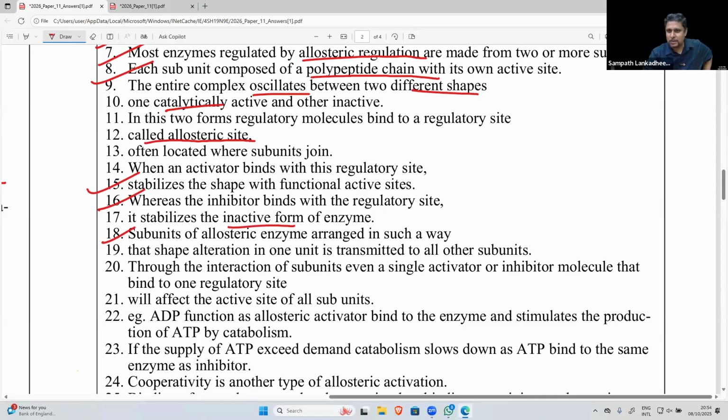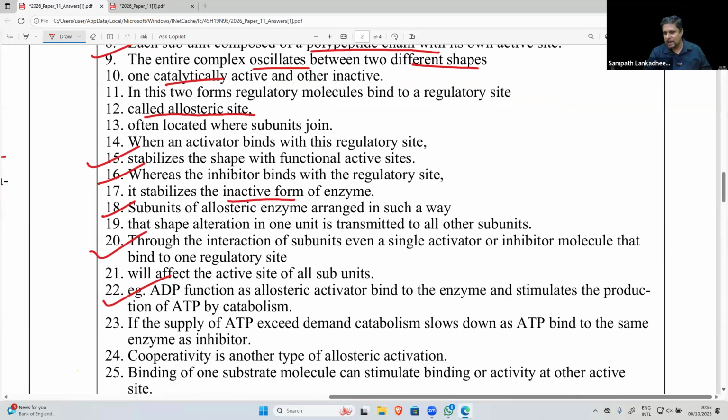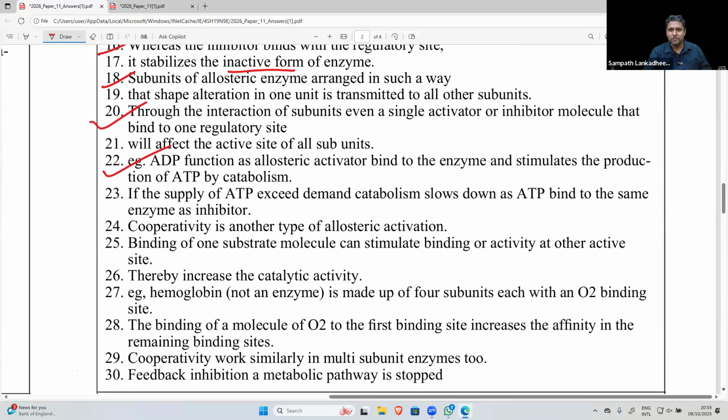And subunits of allosteric enzymes arrange in such a way that the alteration of one affects the rest of them, right? So when an activator or inhibitor binds with the allosteric site, it not only affects one, but it affects all the active sites. Right, and then ADP functions as an allosteric activator and ATP functions as an allosteric inhibitor.